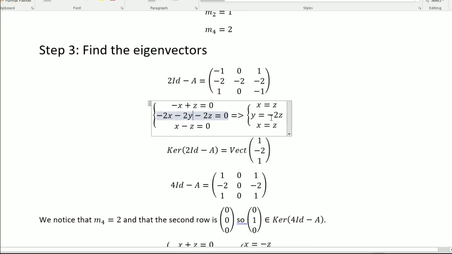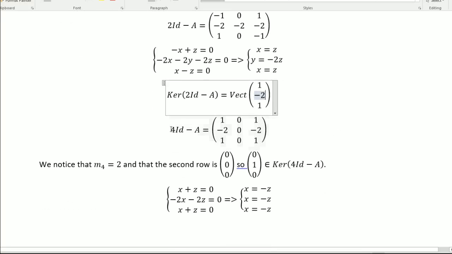So we need to find the vector that is the linear span, so the vect in French. So what we'll say is we'll just set x to be 1. So I just set x equal 1, so z equal 1 because z equal x. So we have this one and this one, and to find the y value, we have y equal minus 2z, so minus 2, and then we have our stuff. So now we calculate 4Id minus A.